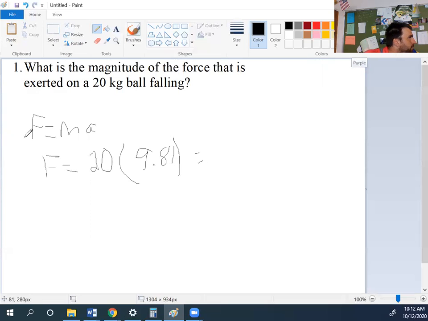200 newtons. Force is in newtons. All righty. Let's do one more example. Last example.